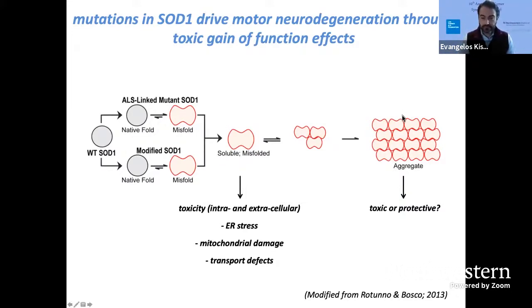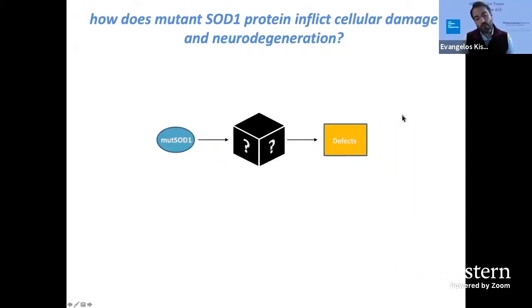But what I briefly mentioned before is that there's a little bit of a black box between the accumulation of misfolded SOD1 protein and all these degenerative, dysfunctional pathways that have been shown in mouse models and other cellular models of disease. Our goal is to enlighten this black box and try to understand how a misfolded protein leads to these defects.